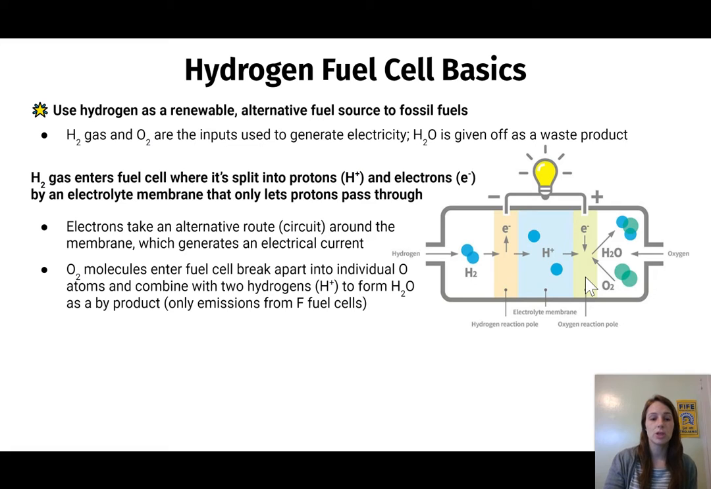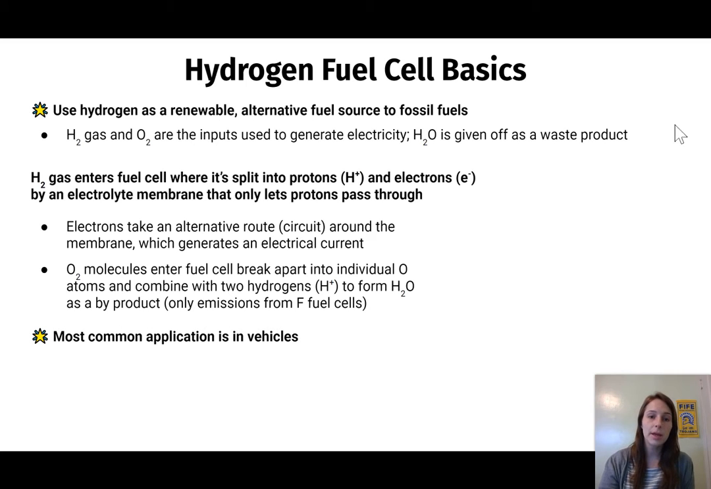It is going to break apart the two oxygen atoms from the O2 gas. And what's going to happen here is you're going to have two hydrogen ions combining with one oxygen atom, which is going to create water. So this is why you are going to get water as the only byproduct, which is going to be the only emission that comes from these hydrogen fuel cells.